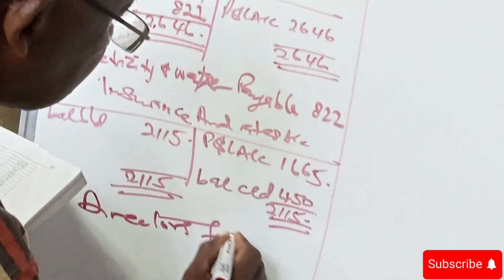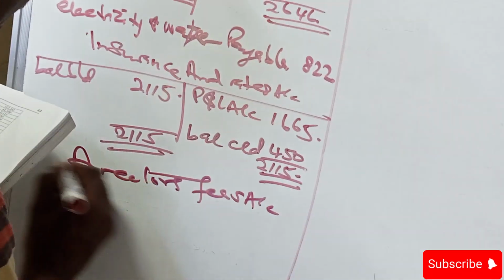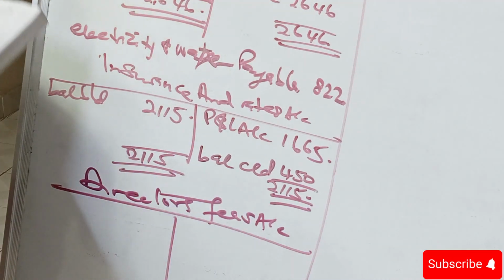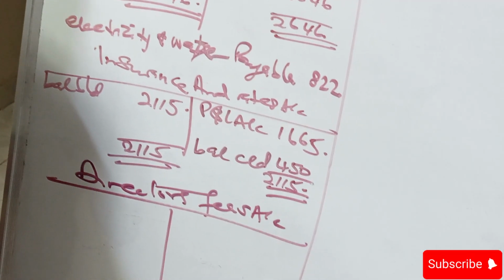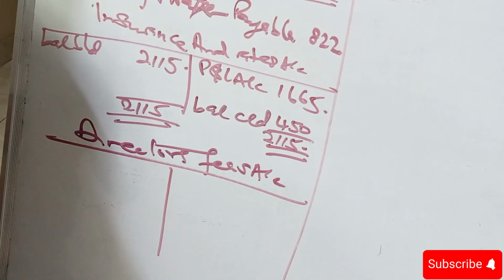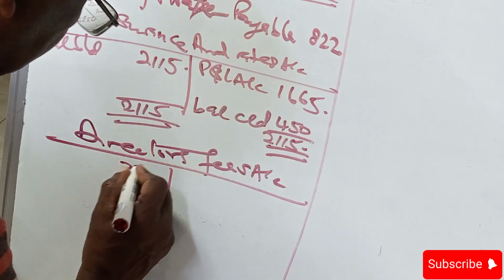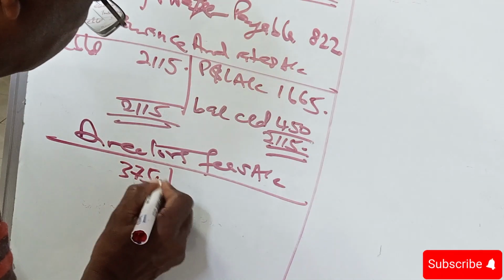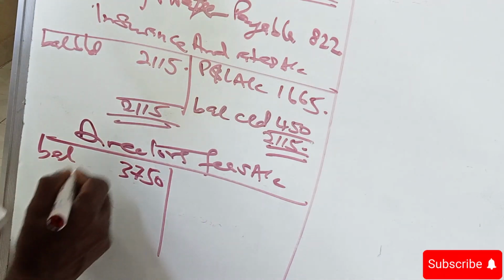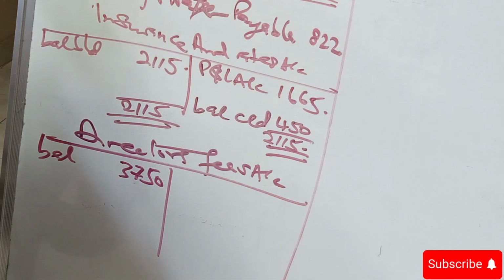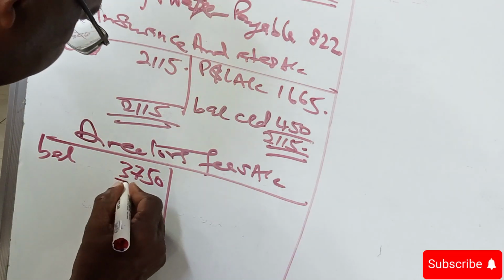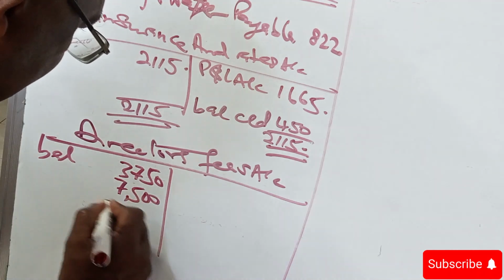Therefore, director's fees account. Look at the trial balance. Do we have director's fees? Yes. We have director's fees amounting to 3750. But we are told we have director's fees incurred but not paid, amounting to 7,500.